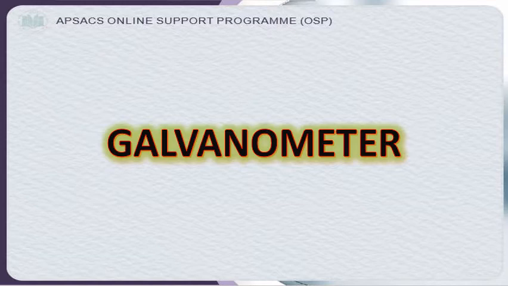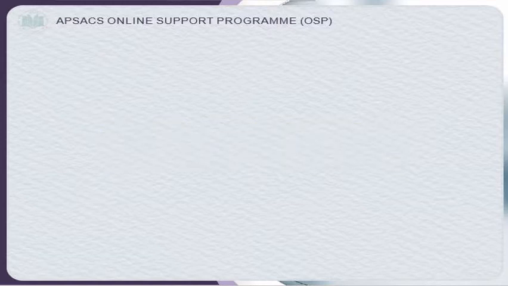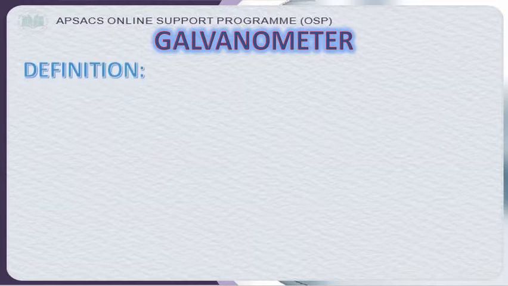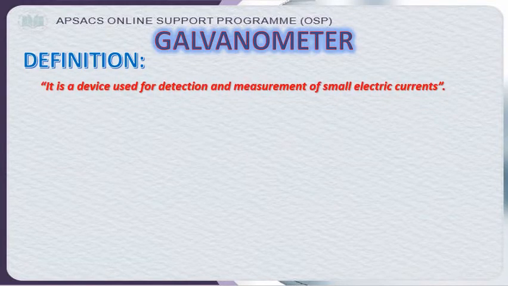Galvanometer. It is a device that is used for detection and measurement of small electric currents. So galvanometer is basically used for the detection of current. It is not for measurement of current. So basically a detection device.